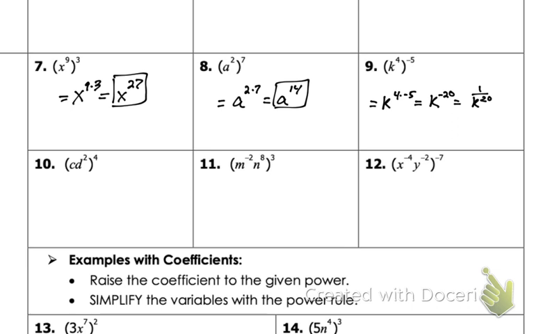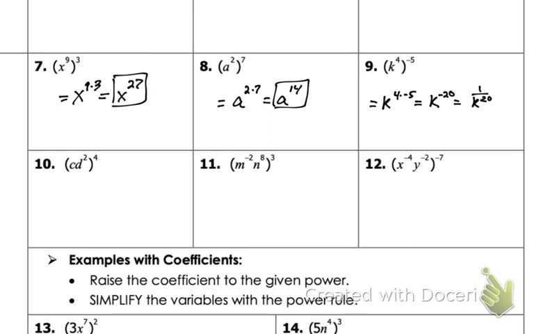Okay, let's talk about D. D's where it gets a little more complicated. We have cd squared to the 4th. Remember when we distributed numbers? Let's review. Let's say I had 3 times x plus 2. We would take that 3 and distribute it to both things, which would give me 3x plus 6. Do you remember that? You should, because we had a quiz on it. We will have a test on that.